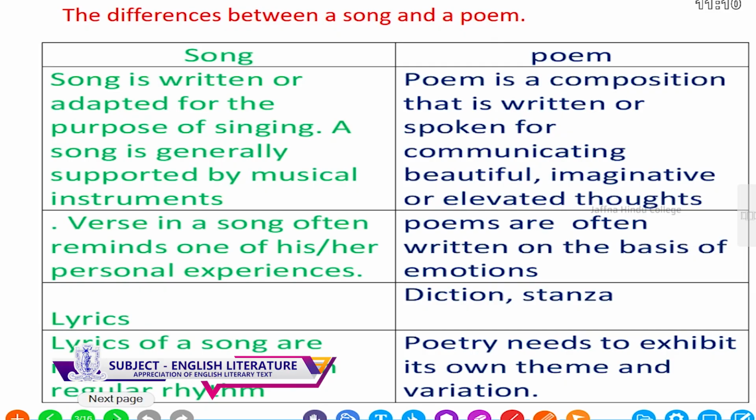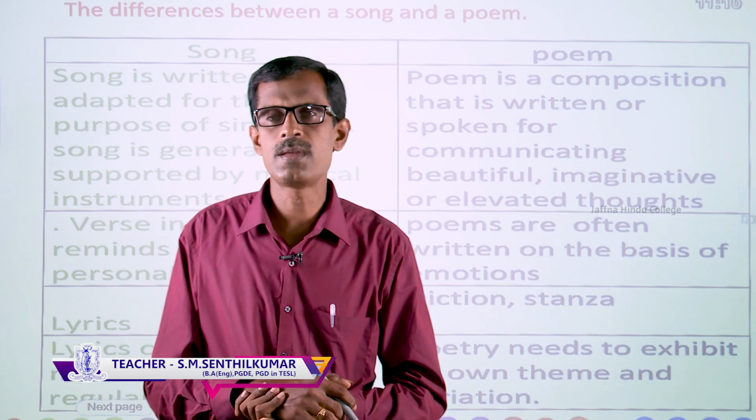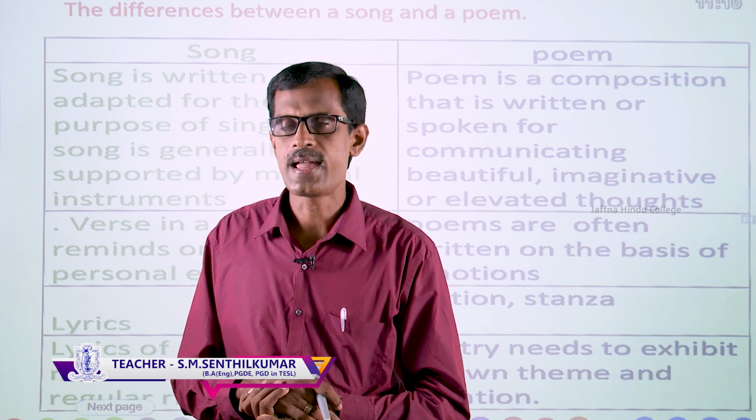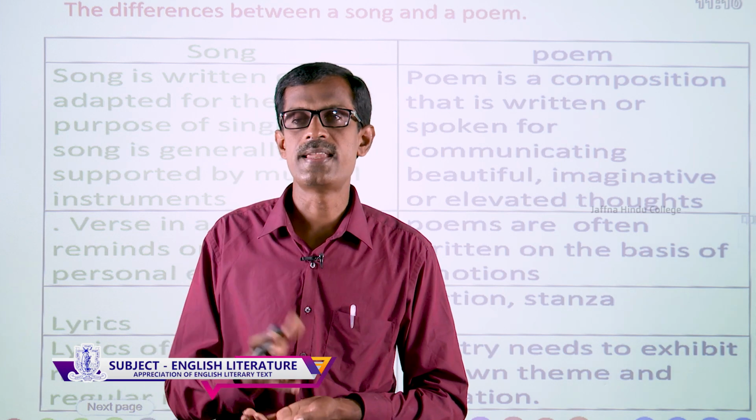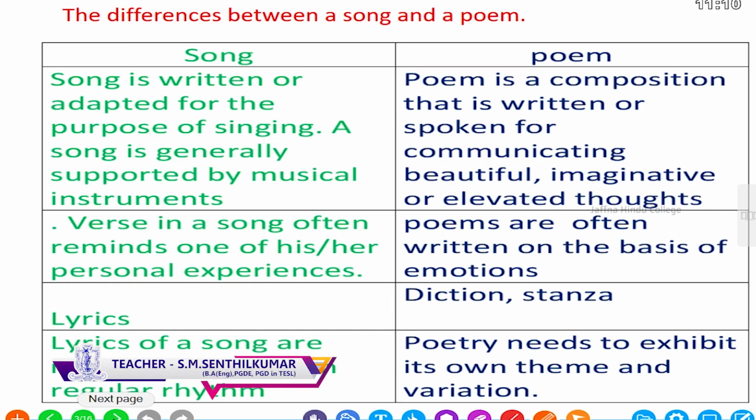First, what is a song? A song is written or adapted for the purpose of singing, meaning for rhyme and rhythm. A song is generally supported by musical instruments. That is very prominent. A poem is a composition, written or spoken, communicating beautiful, imaginative thoughts. That is very prominent: imaginative thoughts in the poem.